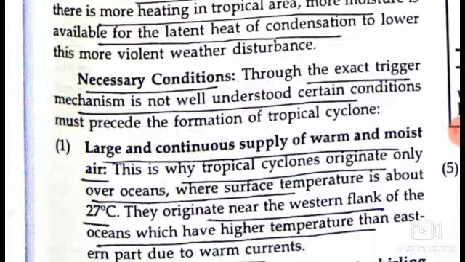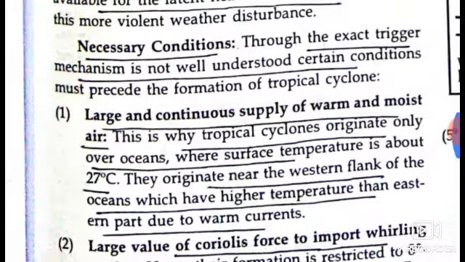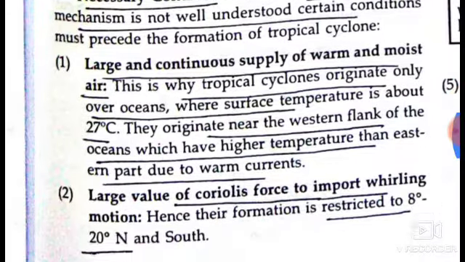Necessary conditions: though the exact trigger mechanism is not well understood, certain conditions must precede the formation of a tropical cyclone. First, a large and continuous supply of warm and moist air. This is why tropical cyclones originate only over oceans, where surface temperature is about 27 degrees centigrade.